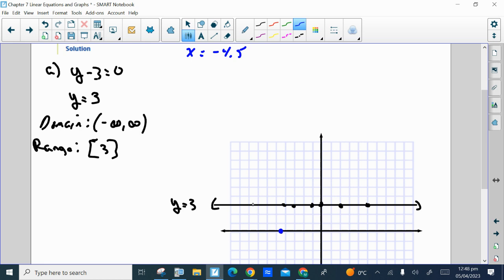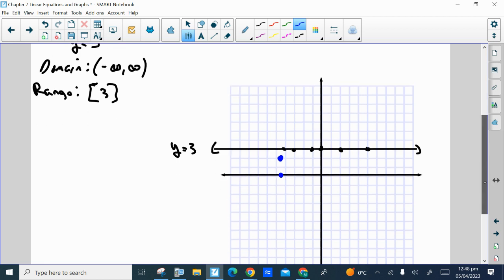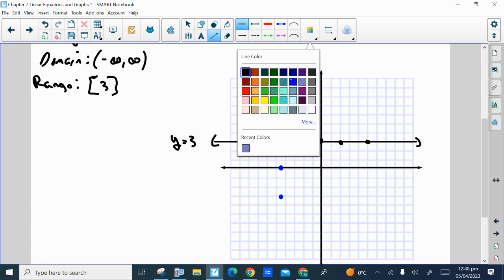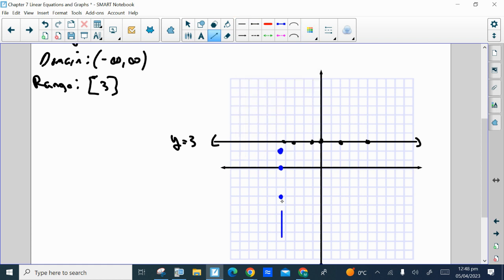So when y is 0, x is negative 4.5. When y is 2, it doesn't matter. X is still negative 4.5. When y is negative 3, again, that's fine, but x doesn't change. It's always negative 4.5. This is a vertical line.